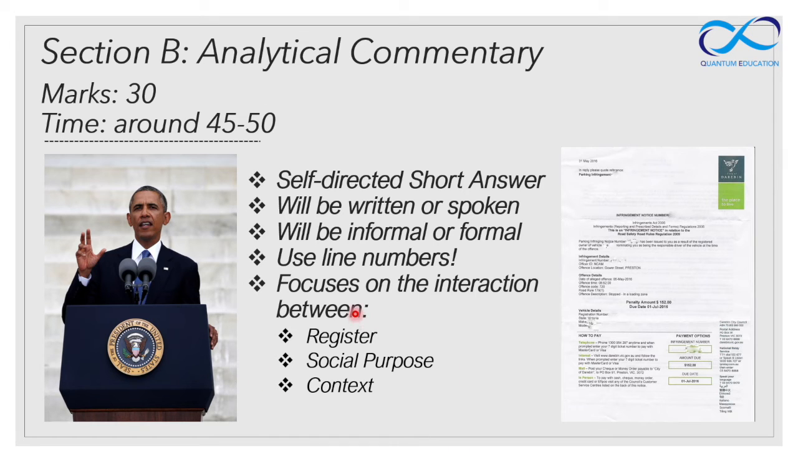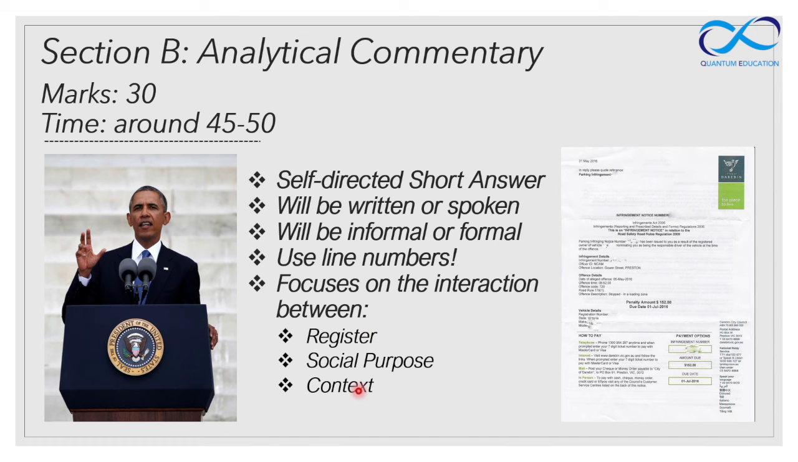So typically, it focuses on the interactions between register, social purpose, and context. So how formal something is, whether it's written or spoken, why the text exists, which is your social purpose, and the context, both cultural and situational context. So typical types of text will either be written or spoken, and either formal or informal. So a speech is typically formal spoken, and a fine is written formal. You can also get written informals and spoken informals. And your analytical commentary will be based around trying to explain why the features in the text replicate that formality, the mode, and also the social purpose and context.